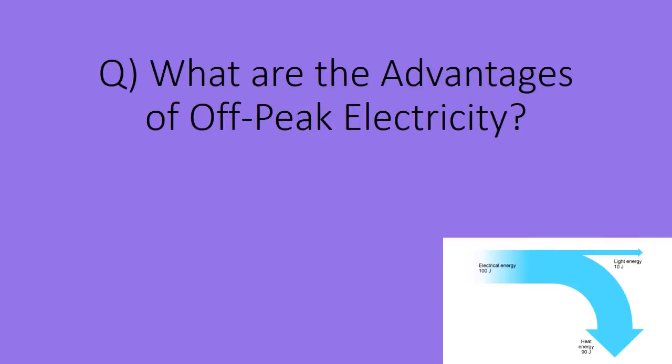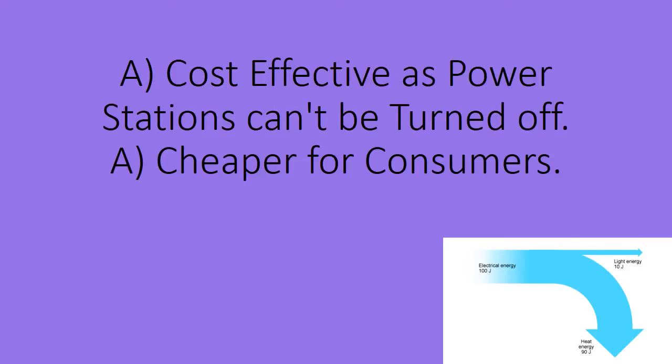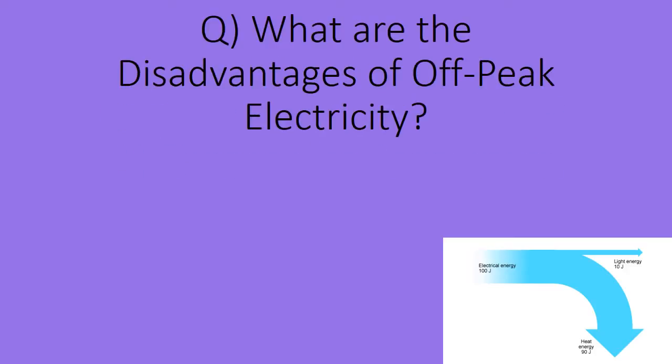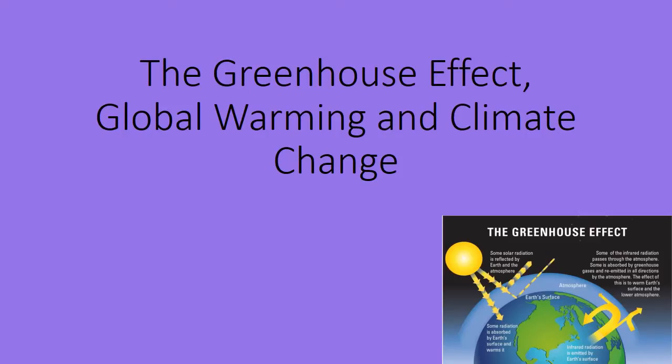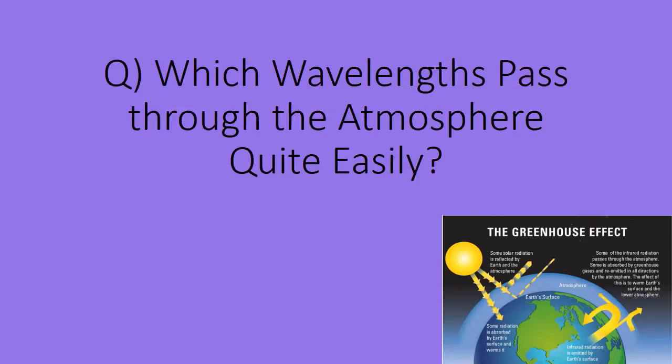What are the advantages of off-peak electricity? Cost effective as power stations can't be turned off, cheaper for consumers. What are the disadvantages of off-peak electricity? A slightly increased risk of fire. Time may be inconvenient. The greenhouse effect, global warming and climate change.